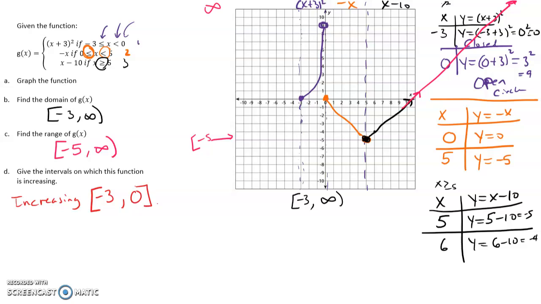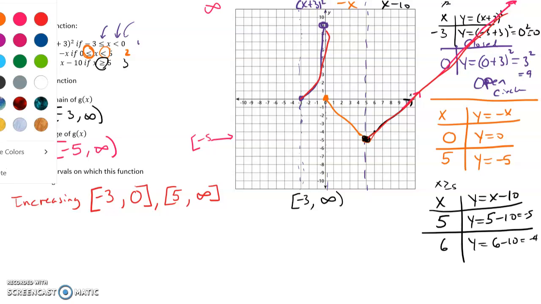Is there another place where this is increasing? Yeah, there is. This piece over here is also increasing. So it's also increasing from, what is this x value? 5. And this piece goes on forever, so it's going to increase from 5 to infinity. Those are the two pieces, this one right here and this one right here, where it's increasing.